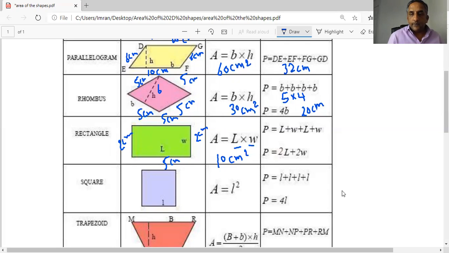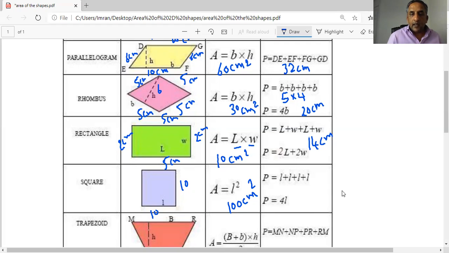So it will be 14 centimeter, right? Now the next shape is square. Square is very easy because all the sides have to be the same. For example, if this is 10, so width is 10, so this will be 10 as well. So 10 times 10, so the area of the square will be 100 centimeter square.